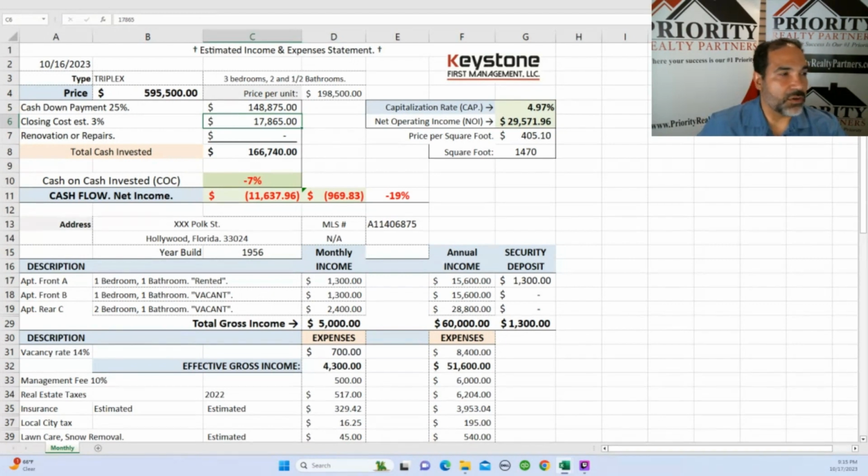Return on the cash is your down payment plus all of your closing costs, and then the repairs if you have to do any. In this case, I don't have any repairs on this calculation. Total cash invested is $166,740. That's how much is going to have to come out of my pocket to acquire this property. Out of this money, I will receive a negative 7% return on my cash. That's a cash on cash return, negative 7% in this scenario.